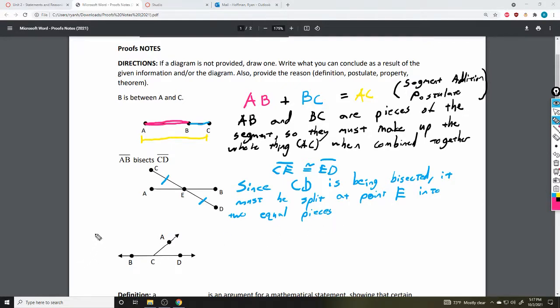I'm going to go down to number 3, but before I do, again, I'm going to give a moment to pause and for you to think about what can we say about this last diagram.